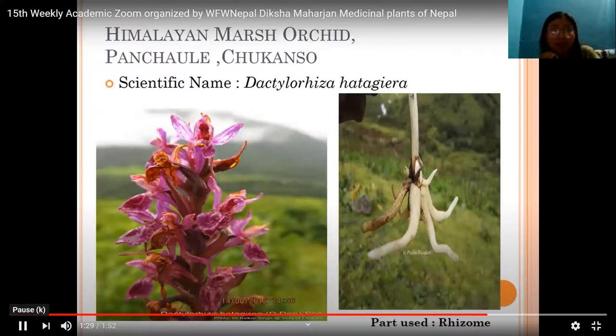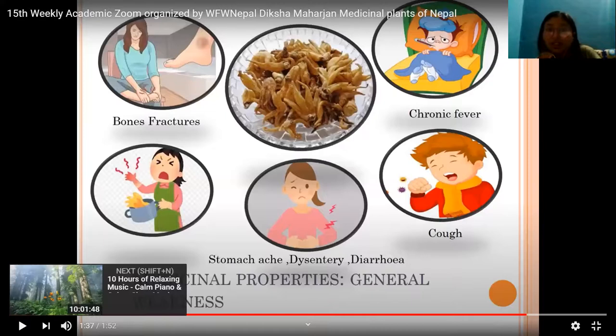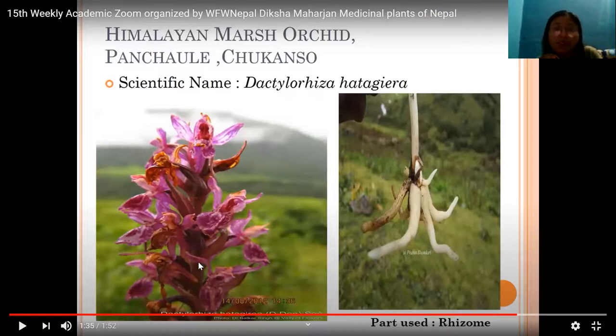So this is our last medicinal plant. It is called Himalayan marsh orchid. It is called Panch Aulay in Nepali, which means five fingers, as its rhizome, which is used as the medicinal part, looks like five fingers. So it is named after that. And its scientific name is Dactylorhiza hatagirea. It grows between 3,000 and 4,000 meters above sea level in the eastern part of Nepal.